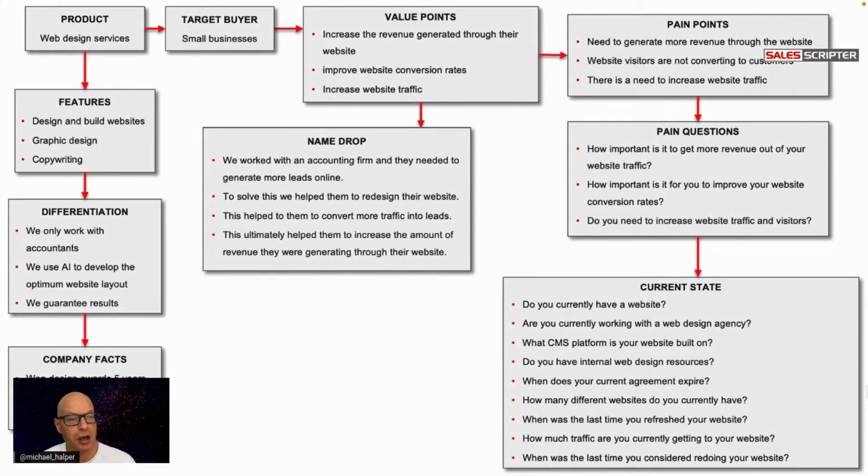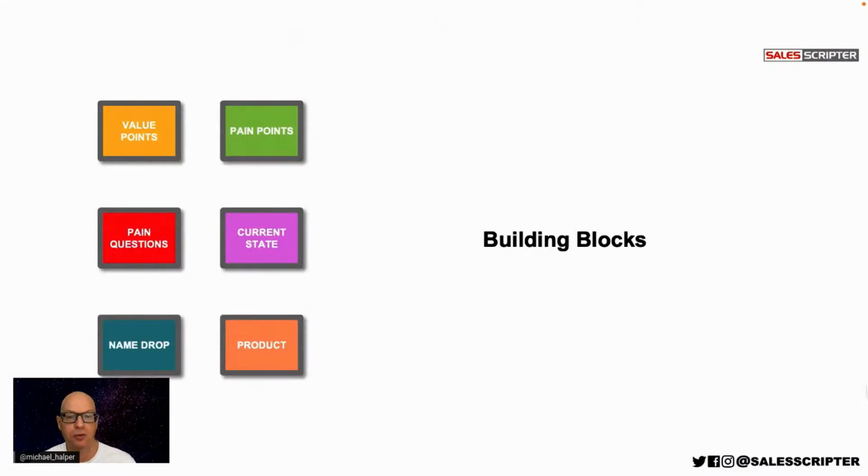I know it's a lot, but once you go through all that, you can do a lot with that, because all of those different steps give us what we call building blocks. So you have a value points building block, a pain points building block, pain questions, current state, name drop, product, and whatnot. Those are all building blocks, and once we have those in place, we can use all of them to very easily create a lot of different documents, a lot of different scripts.